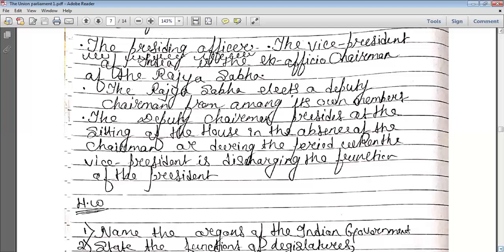So the deputy chairman comes into force, comes into activity whenever the chairman is absent. Whenever the chairman is absent from the house, whenever the chairman is not able to perform the activities in the house, then the deputy chairman performs the activities of the chairman. And sometimes we can also see the deputy chairman come into force whenever the vice president is unable to discharge the function of the president.